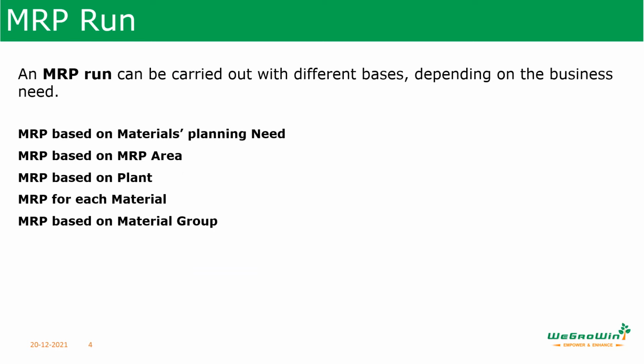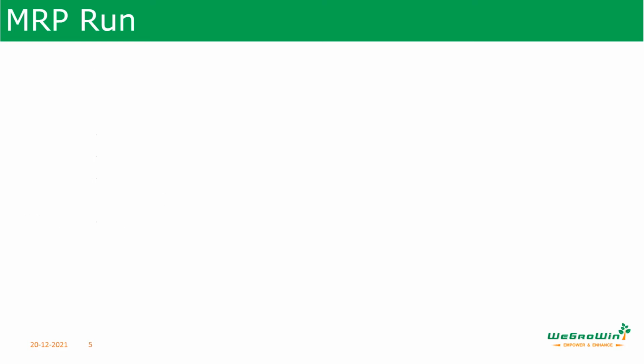Now, MRP can be carried out on different bases depending on the business need. We may run MRP based on materials for which we need to have a plan, or we may run MRP based on MRP area in regular MRP. But in MRP Live, we may not run MRP area separately, but we have the option to run MRP on plant basis, individual material basis, or based on material group. There are various options. We'll discuss these options one by one now.